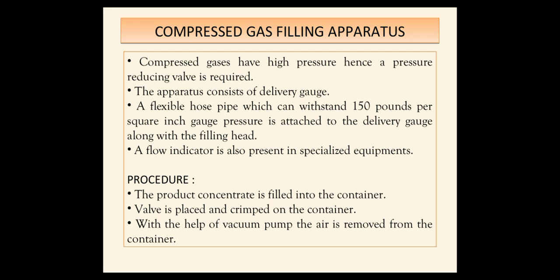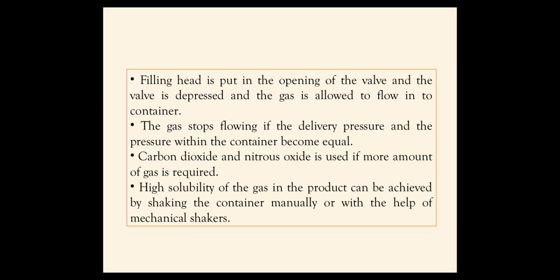The procedure: The product concentrate is filled into the container. The valve is placed and crimped on the container with the help of a vacuum pump. The air is removed from the container. The filling head is put in the opening of the valve, the valve is depressed, and the gas is allowed to flow into the container. The gas stops flowing when the delivery pressure and the pressure within the container become equal.